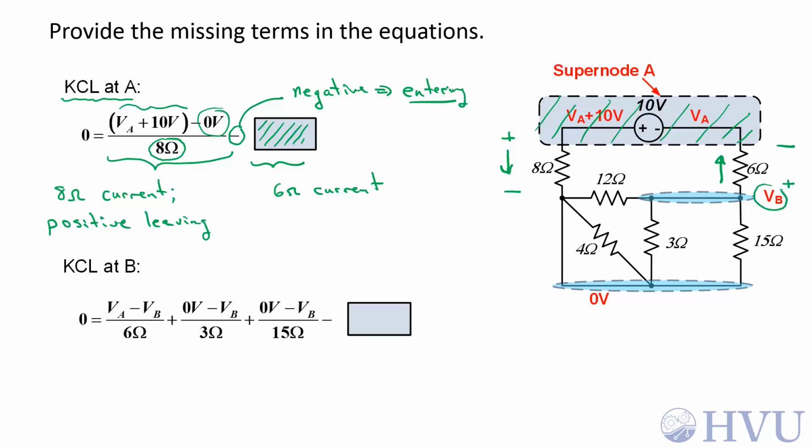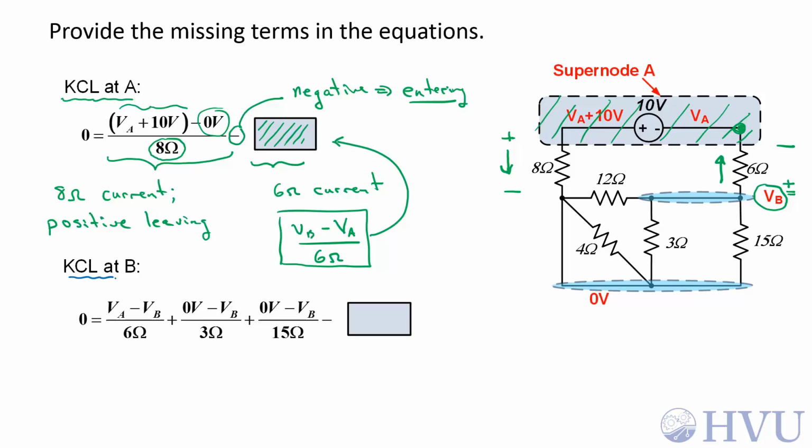So VB is at the higher voltage terminal, or more accurately, the assumed higher voltage terminal. So this term is going to be VB minus the voltage at the other terminal of the 6 ohm resistor, VA, over the resistance, 6 ohms. And that is the missing term in this equation.